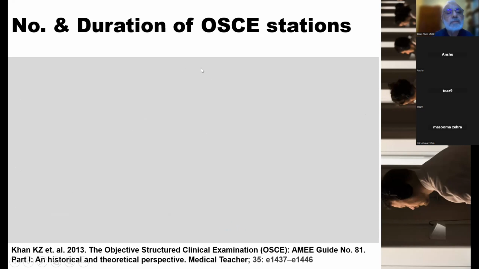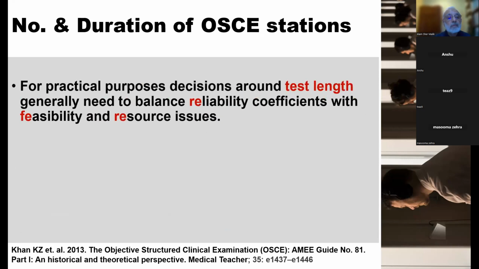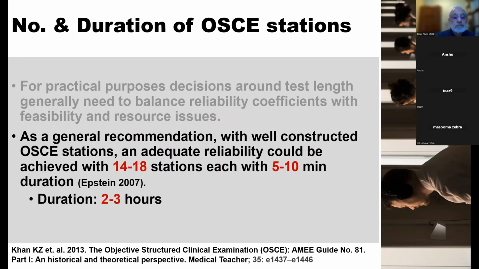Now the question was about the duration of OSCE stations. I think Dr. Imtiaz asked that question. For practical purposes, decisions around test length generally need to balance reliability, feasibility, and resources. This means that the first thing is to make it reliable, and then make it reliable within the available resources, and as long as it's feasible.